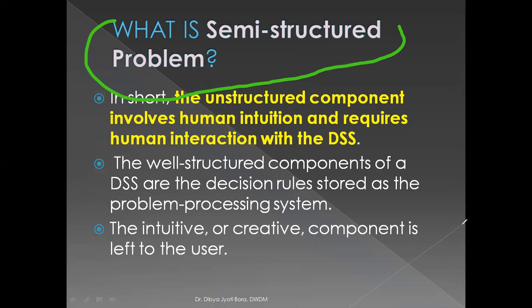In short, the unstructured component involves human intuition and requires human interaction with the DSS. The well-structured components of a DSS are the decision rules stored in the problem processing system. The intuitive or creative component is left to the user.